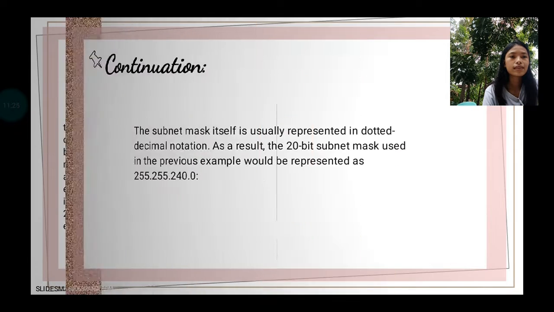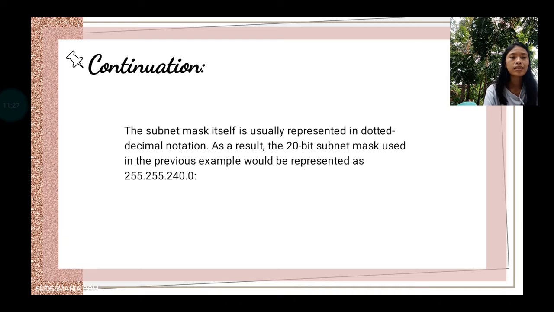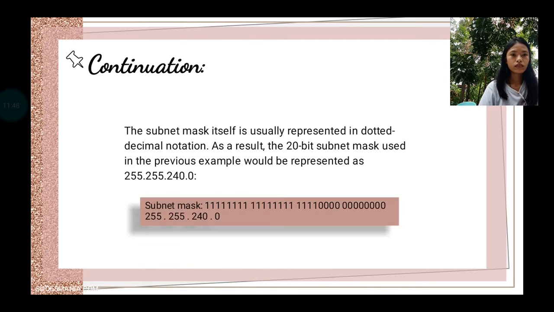Next, the subnet mask itself is usually represented in dotted decimal notation. As a result, the 20-bit subnet mask used in the previous example would be represented as 255.255.240.0. So there you can see the dotted decimal notation of our binary subnet mask, which is 255.255.240.0.